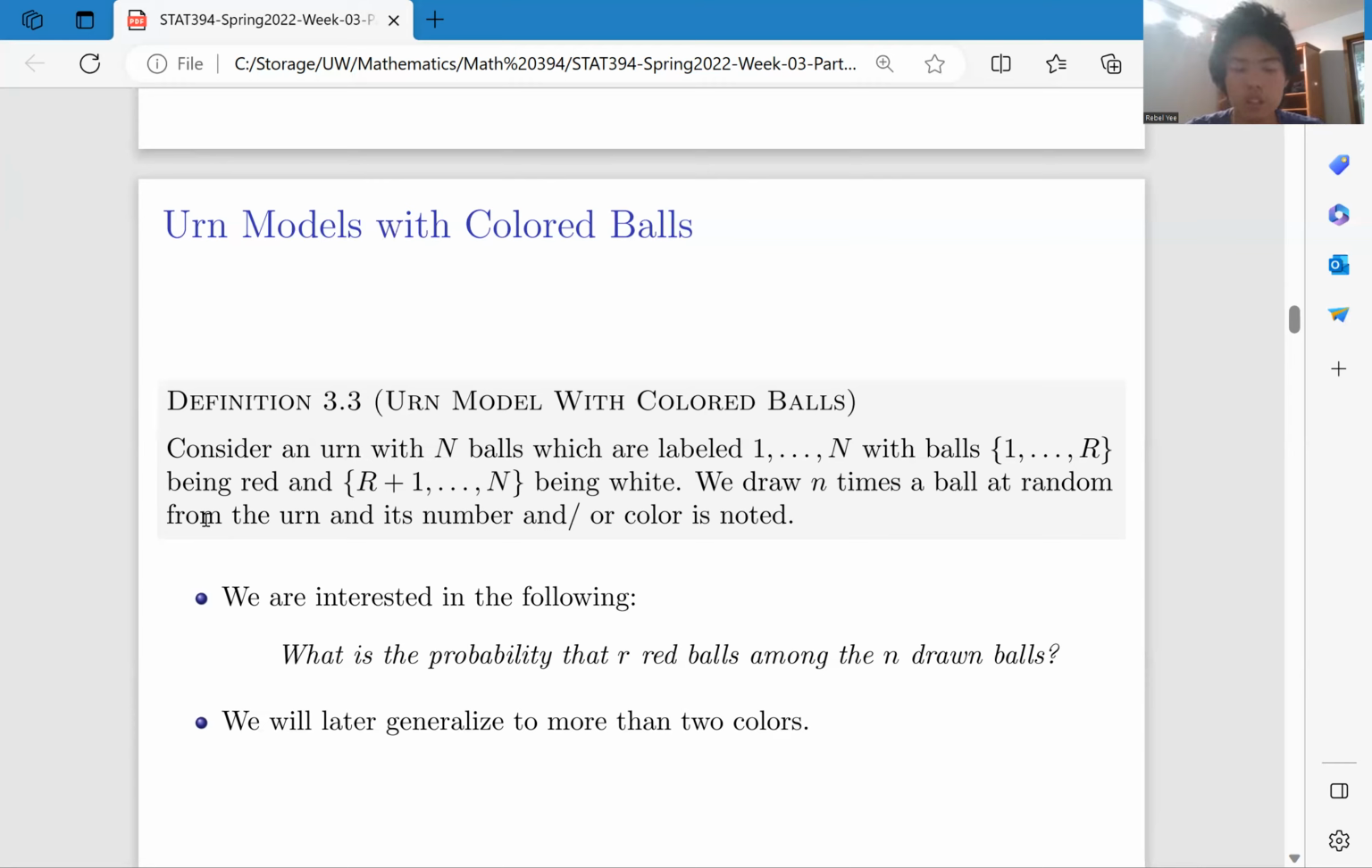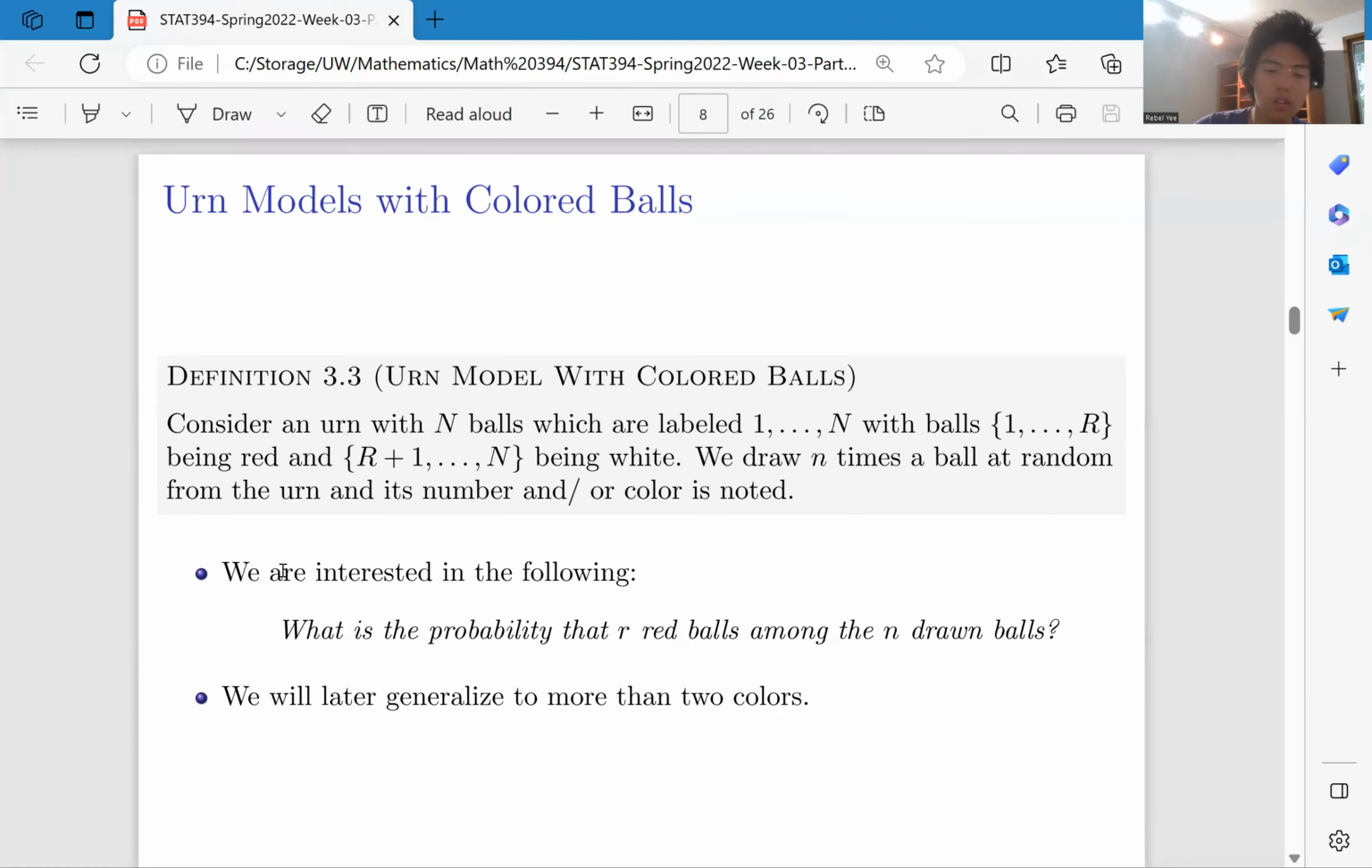So here's the difference. We don't consider its number. The number is not considered right now. We consider its color, and there are 2 types of color, red and white. We want to see if their relative numbers are already known, like it's just a ratio of R divided by N minus R. But the question we want to ask is how many red balls can be drawn from a random drawing process.